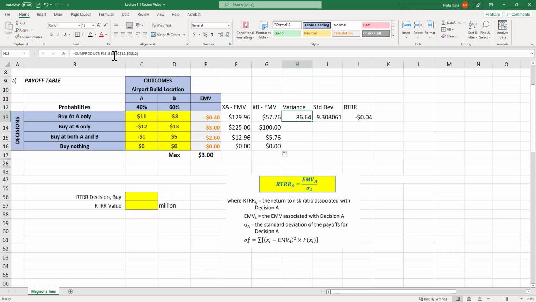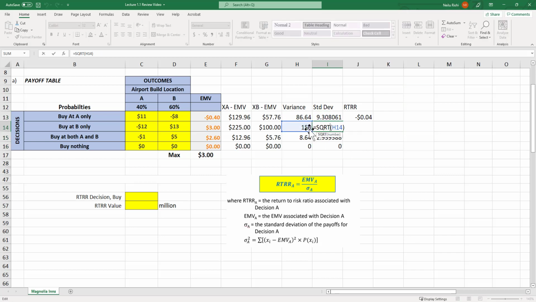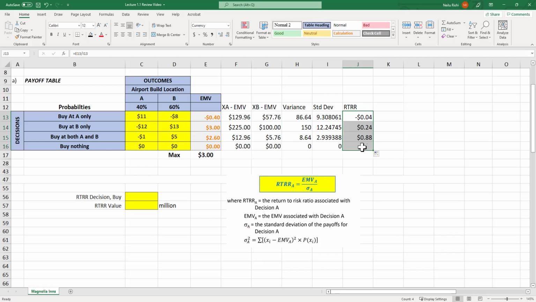Now variance was our sum product of these probabilities against these row values. So that should be good to drag down, as well as my standard deviation being the square root of the neighboring cell. That looks fine as well. And finally the RTRR, we can see that these are the EMVs divided by the neighboring column of standard deviation.